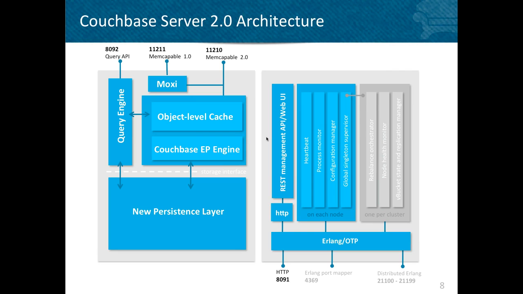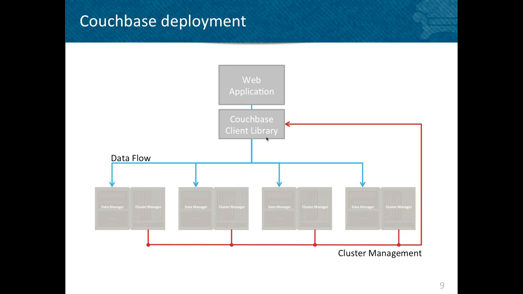And this is all based off of memcached in the caching layer and based off of CouchDB on the persistence layer. And then on the right-hand side, we have our REST API, we have the management, the process monitor, the statistics gathering, and all of this is based off of Erlang OTP, which is a very widely deployed, robust clustering and distributed system management layer.